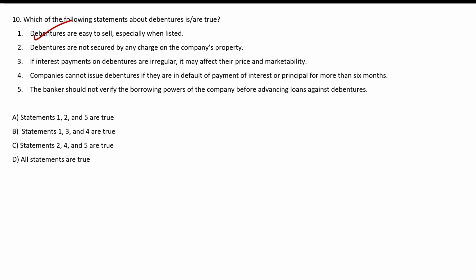Debentures are not secured by any charge on the company's property, so they are actually secured. That's why not correct. If interest payment on debenture are irregular, it may affect their price and marketability. This is absolutely correct. Companies cannot issue debentures if they are in default of payment of interest or principal for more than 6 months. This statement is also correct. The bank should not verify the borrowing powers of the company before advancing loan against debentures. The bank should verify. Why the bank will not verify? So 1, 3 and 4 are correct, making option B the correct answer for this question.